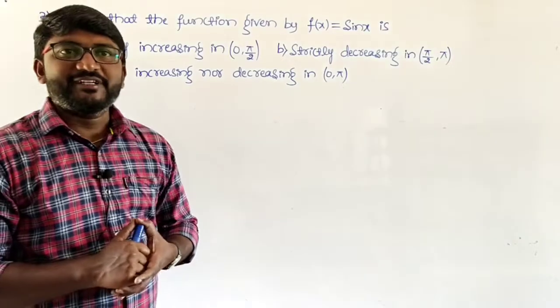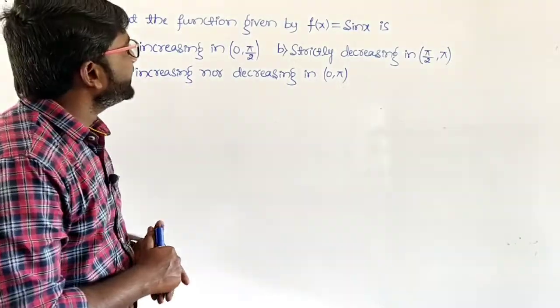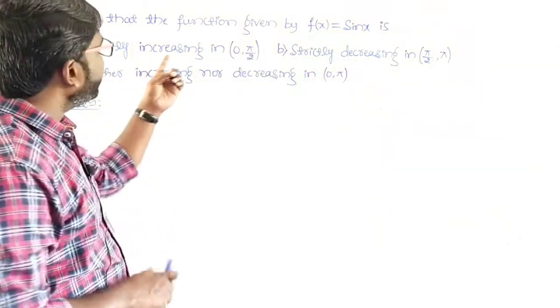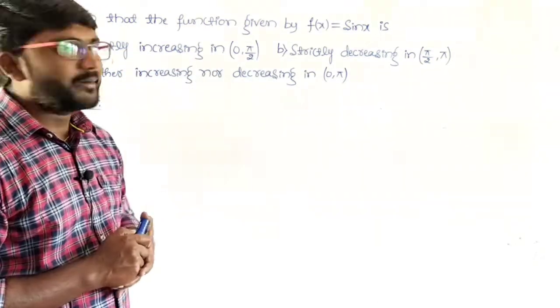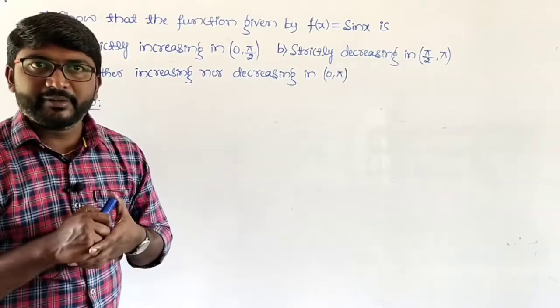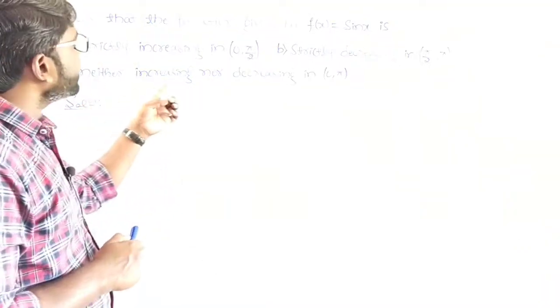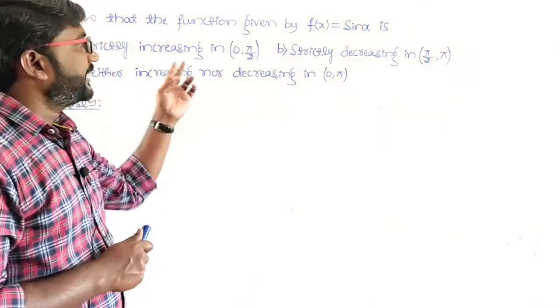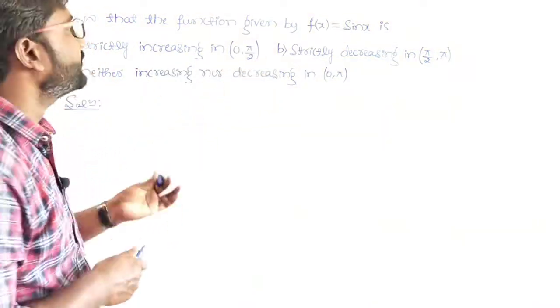The third question is: show that the function given by f of x equals sin x is strictly increasing in the open interval 0 comma pi by 2, strictly decreasing in the open interval pi by 2 comma pi, and neither increasing nor decreasing in the open interval 0 comma pi. So we have three cases, and let us analyze them one by one.